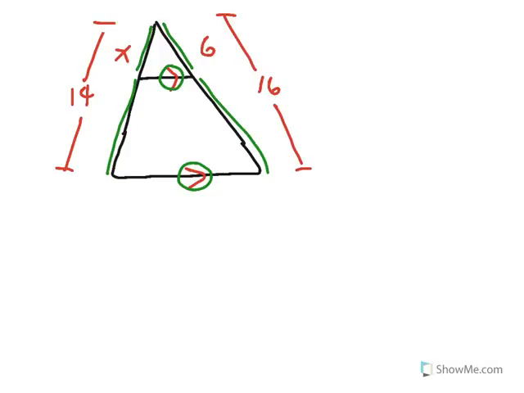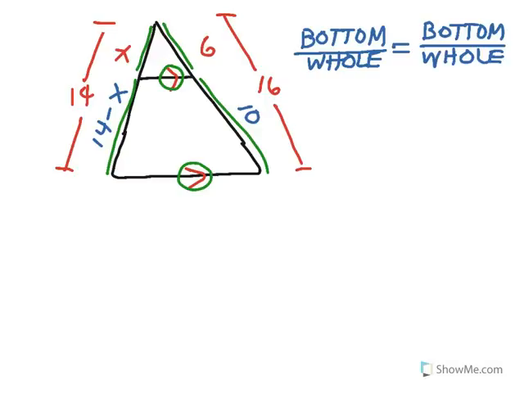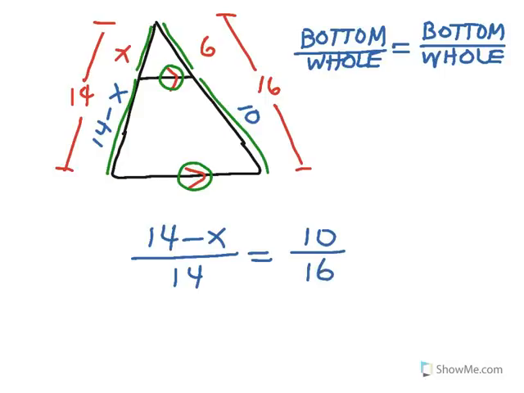Let's just say that I know if this whole left side is 14 and the top part's x, then the bottom part is 14 minus x. And on the right side, if the whole thing is 16 and the top is 6, I know the bottom is 10. So I know bottom to whole is equal to bottom to whole, so I could set up the ratio, the bottom segment of 14 minus x over 14 is equal to the bottom segment of 10 over 16. And I might want to simplify 10 over 16 to 5 over 8, so I don't have as big numbers to work with.